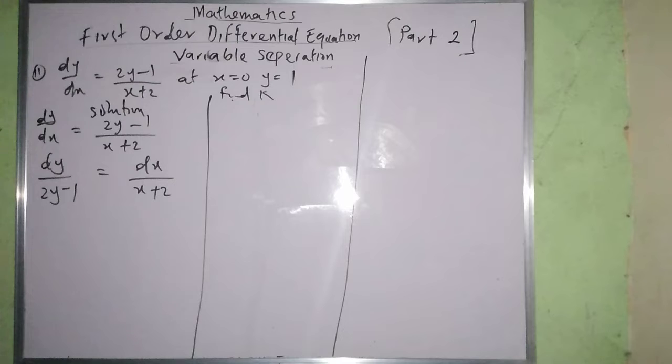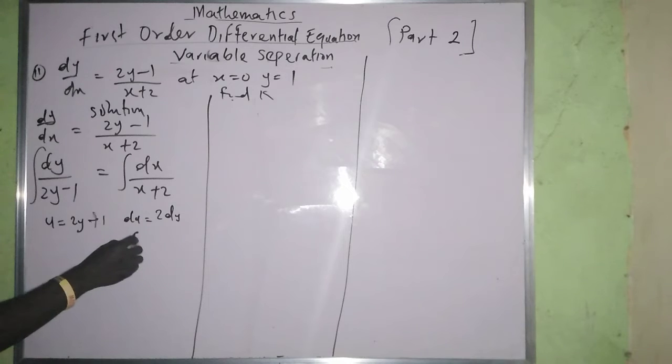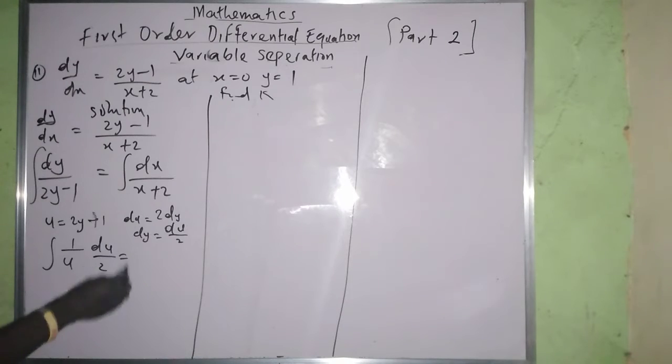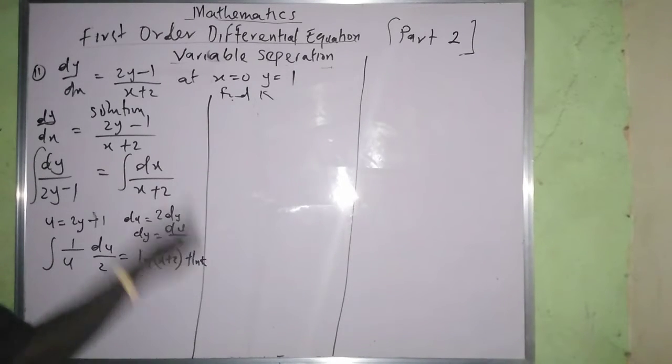Now, since I have this, I can integrate at this point. I can easily integrate. Let me just make it so simple. u equals 2y minus 1. Now, du equals 2dy. It means my dy equals du all over 2. Now, I'll be having the integral of 1 all over u, du all over 2, which equals 1 ln of x plus 2, plus ln k. That is very, very important.